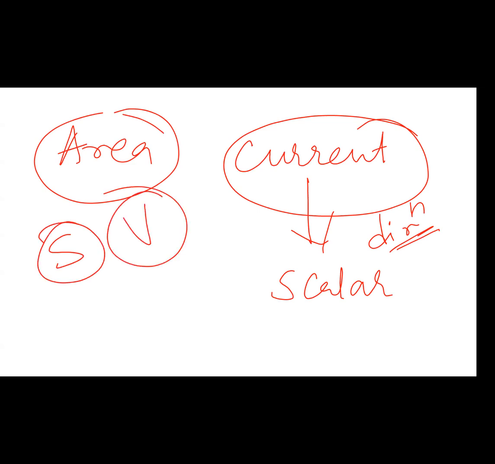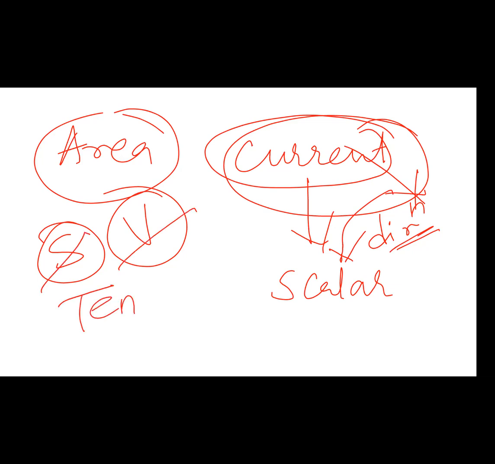But sir, I have read somewhere that the smallest of the tensors are the scalars. Yeah, that is correct. But current has direction, so it should be a vector, but it doesn't obey the vector law of addition. Current obeys the scalar law of algebra. So current is treated as a scalar, and which is not a scalar, not a vector, is called a tensor. In 11 and 12 you will come to know about tensors.